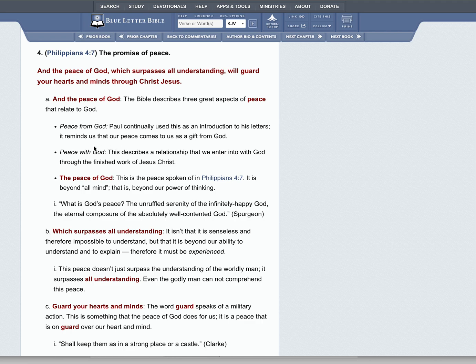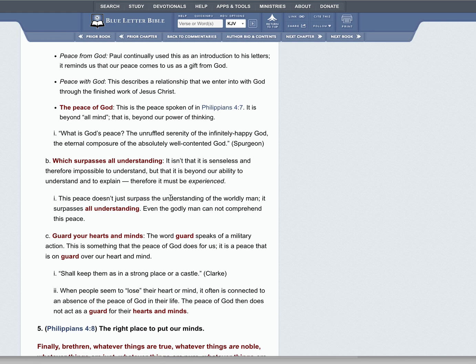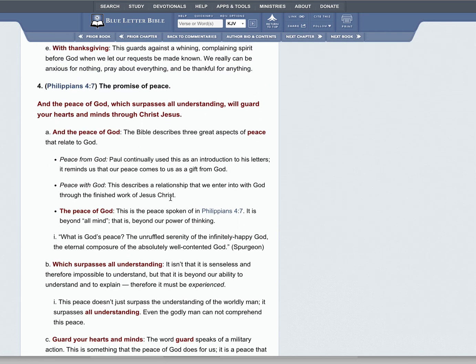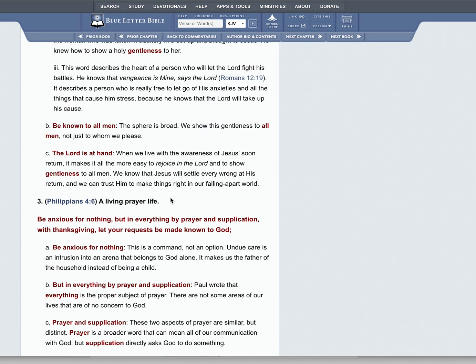So he talks about peace from God, peace with God, the peace of God. What is God's peace? How does it surpass all understanding? And so he just gives you a good sense. Using this tool and reading it, looking at the Bible book introduction, answering the observation questions, looking at different Bible translations, and reading on commentaries will help you as you look to understand what it meant to that audience.